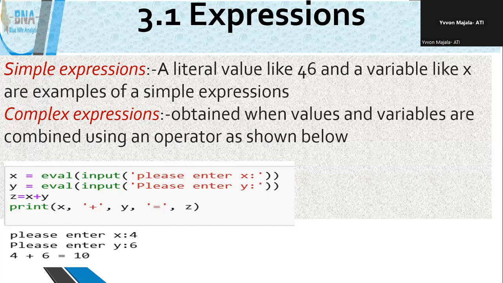Complex expressions are obtained when values and variables are combined using an operator, as shown below. For example, you say x is equal to 6 and y is equal to 10, and then you say z is equal to x plus y. Z will be 16. That is a complex expression when you are using an operator to perform an operation. What is obtained, the whole of it, is a complex expression.